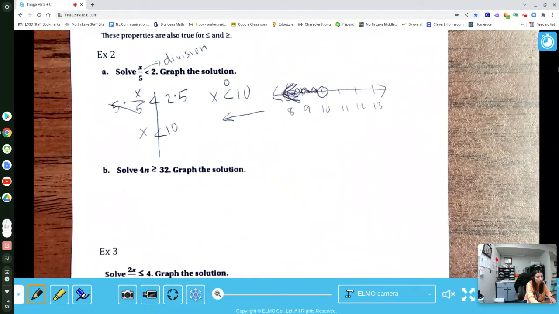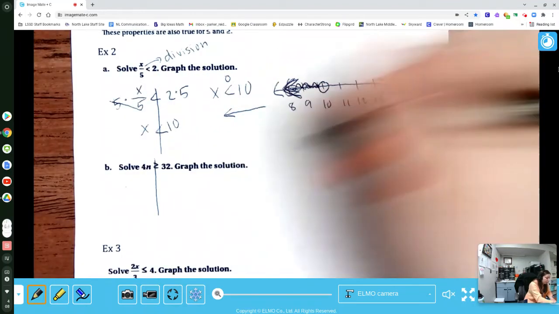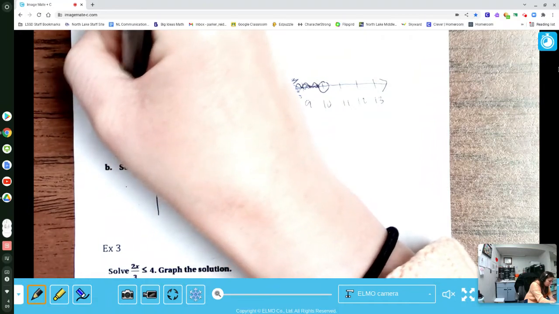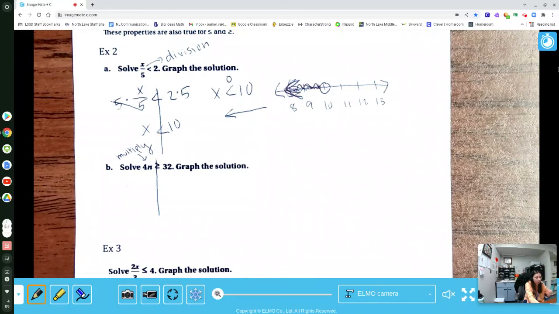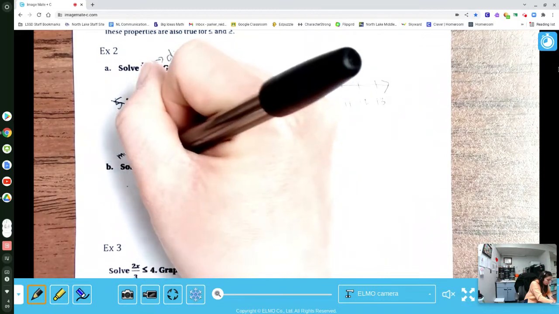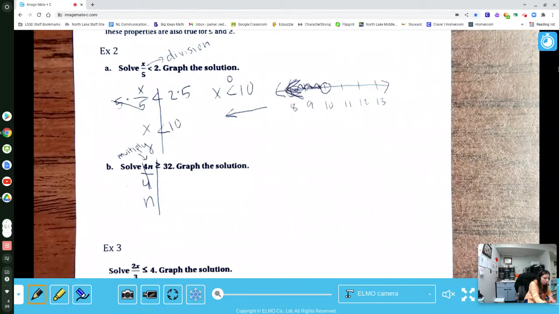Part B, solve 4n is greater than or equal to 32. We're going to draw a line through our inequality symbol. Remember, 4n means they're being multiplied together. So I'm going to write multiply there so I don't forget. So I have 4 times n, but I'd like n all by itself. How do I undo times 4? I do the opposite. I divide by 4. Times 4 divided by 4 undo each other, leaving only n left over.